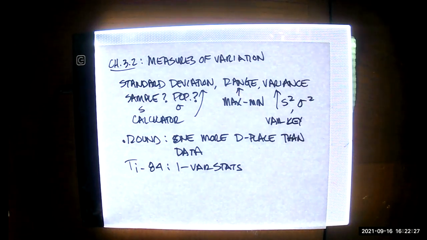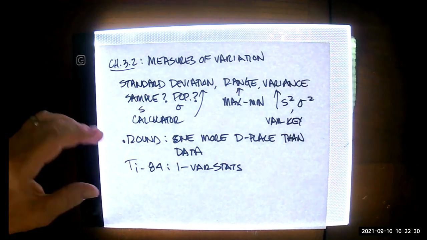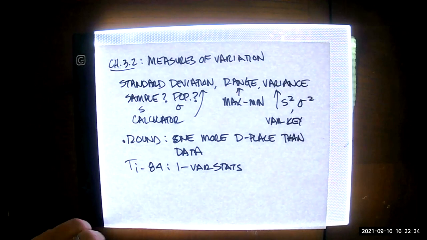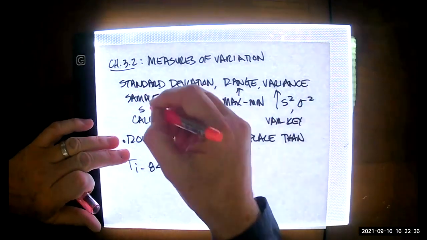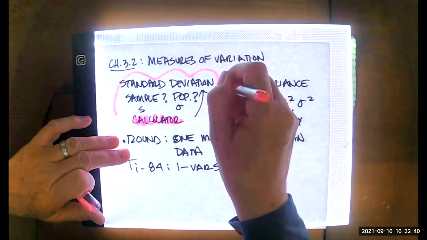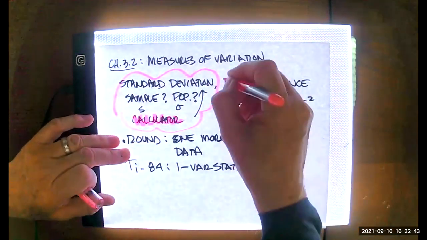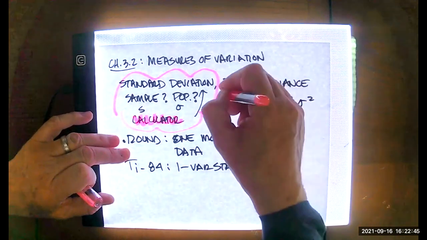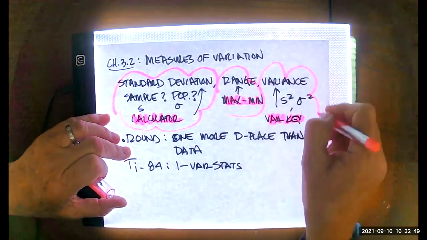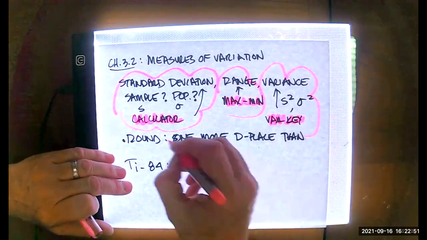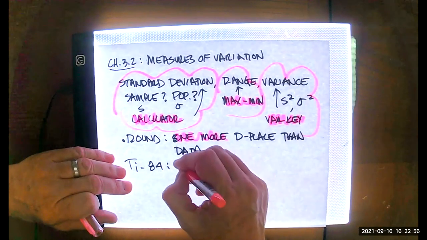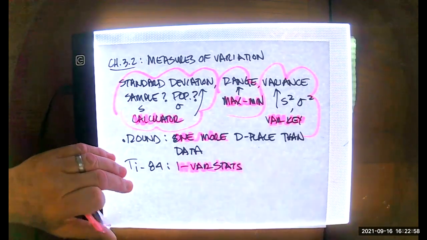There's a couple of other things that are in section 3.2 that are very important, but let me emphasize first that we like our calculator for the standard deviation. We need a formula for the range, and I need the var key for the variance. Same rounding, one more decimal place, and we need that one variable stats key.